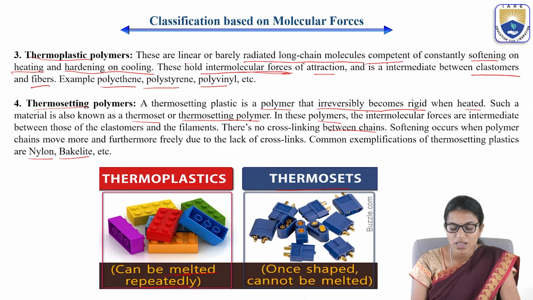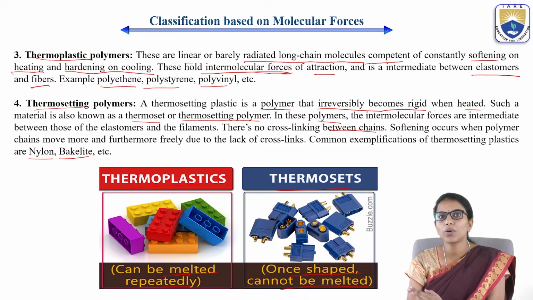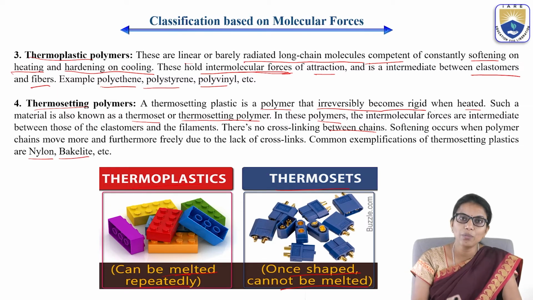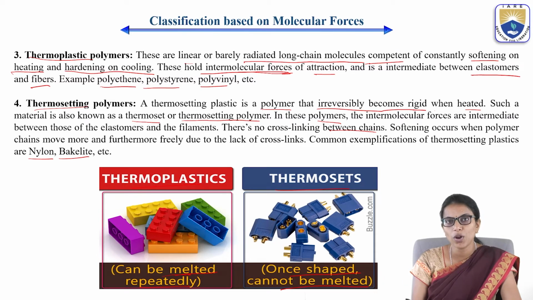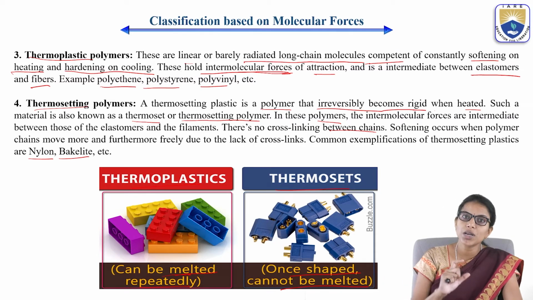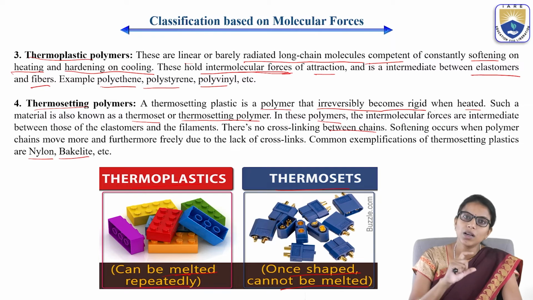While thermosetting plastics or thermosetting polymers are not recyclable. Once shaped, they cannot be melted. Whatever shape we have given for the first time will not be changed at all. For example, the handle of a utensil comes under the thermosetting polymer. We cannot change its shape further and further. Whatever shape we have given for the first time, it will stay like that only.